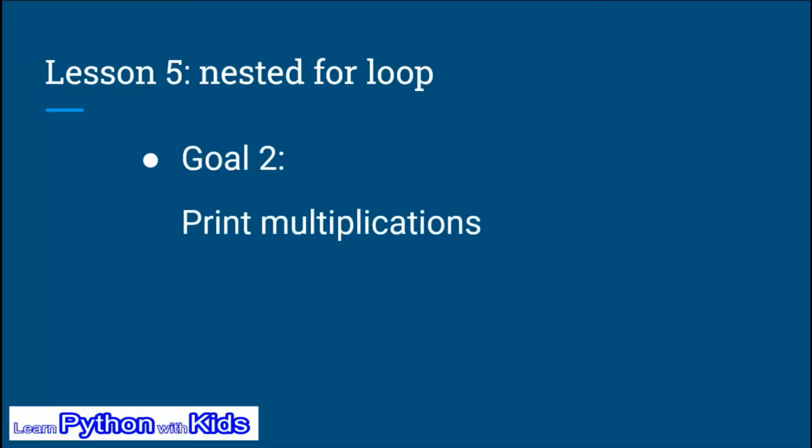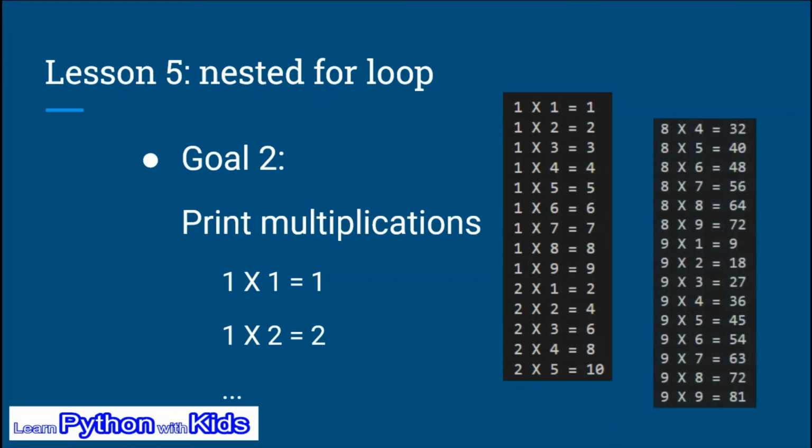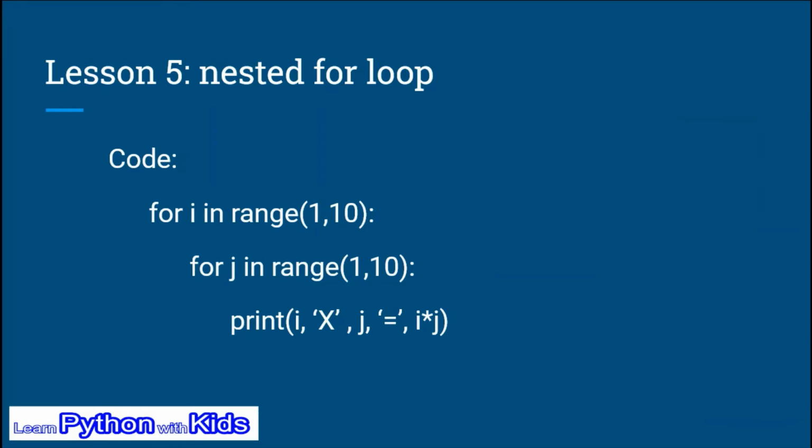Let's try another way to print the multiplication table. When I was young, my teacher asked us to memorize the multiplication table like this. 1 times 1 equal 1. 1 times 2 equal 2. 1 times 3 equal 3. All the way to 9 times 9 equal 81. Let's see how the code looks. This is very much like the addition table. Let's try to run the code.